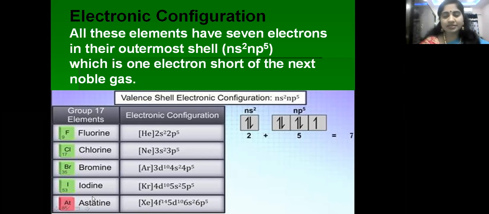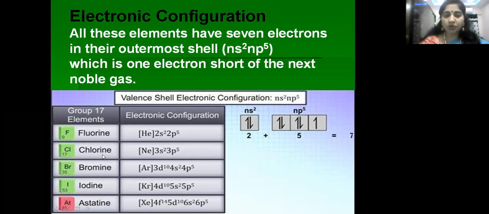Already we have discussed in previous sessions, right children? So now coming to fluorine electronic configuration. Fluorine is having inner noble gas configuration, helium configuration, along with that 2s2 2p5. So what is the outer shell? The second shell is the outer shell. In the second shell, how many electrons are present? 7 electrons are present, right children?